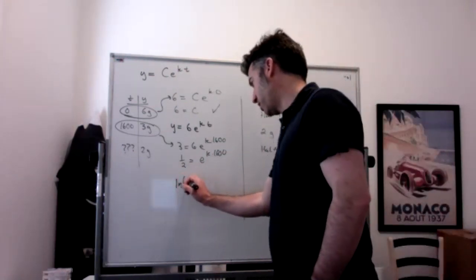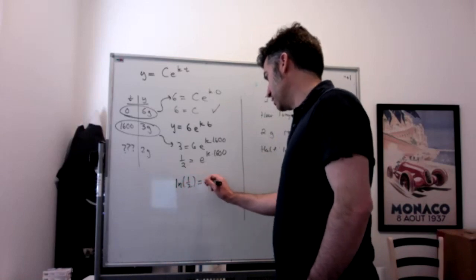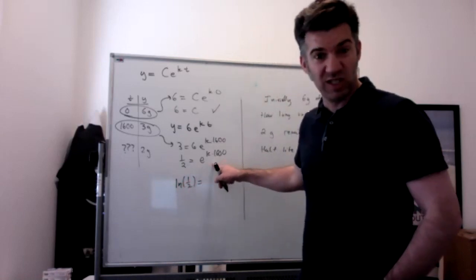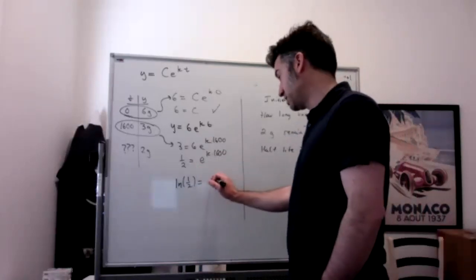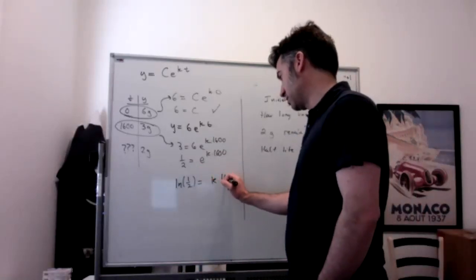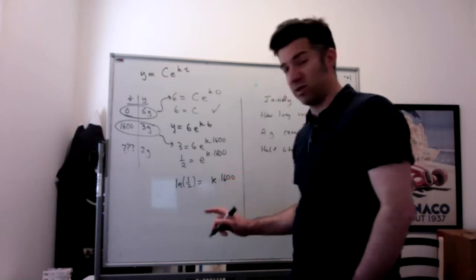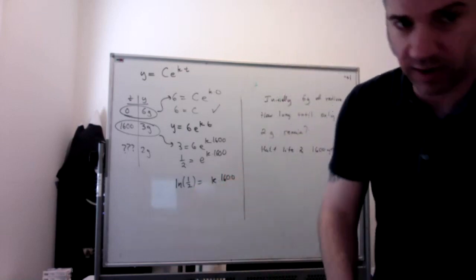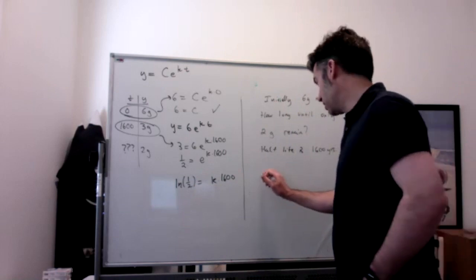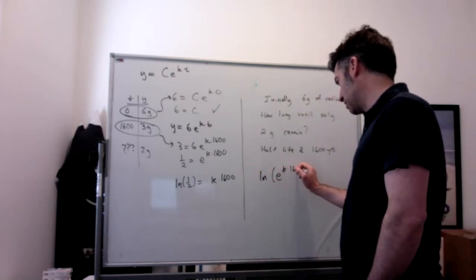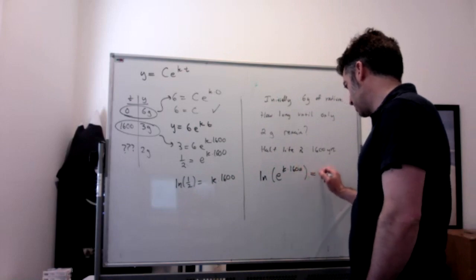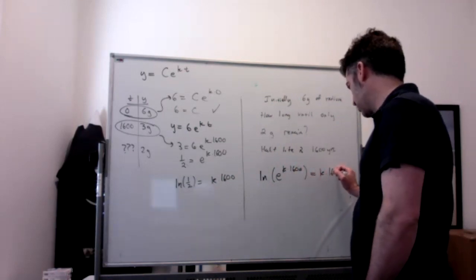Natural log of 1/2 equals the natural log of e to the stuff, which is just the stuff. So natural log of e to the k times 1600 is just k times 1600. I want to make sure everyone's cool with that. I'm going to write it over here. The natural log of e to the k times 1600 is just k times 1600.